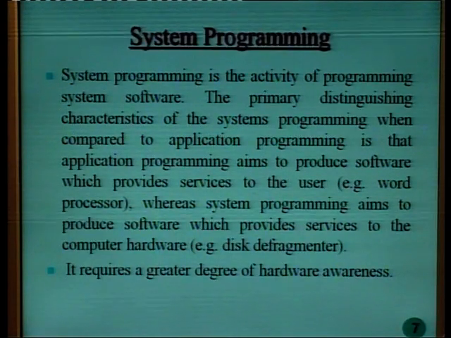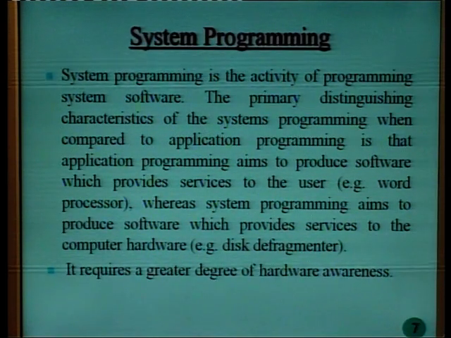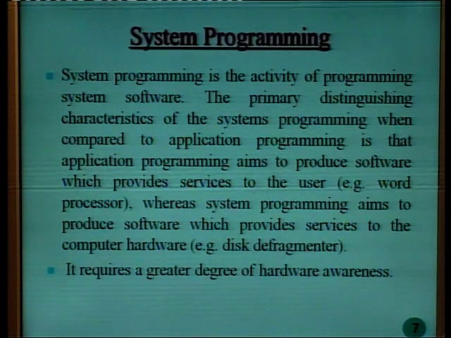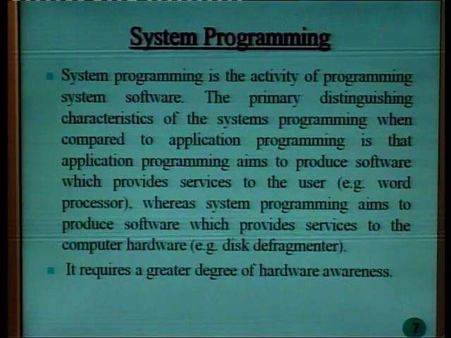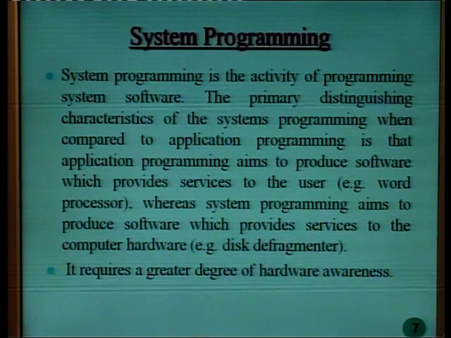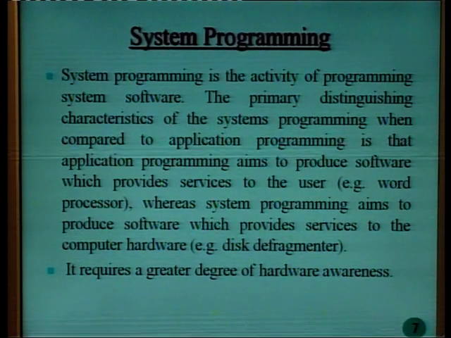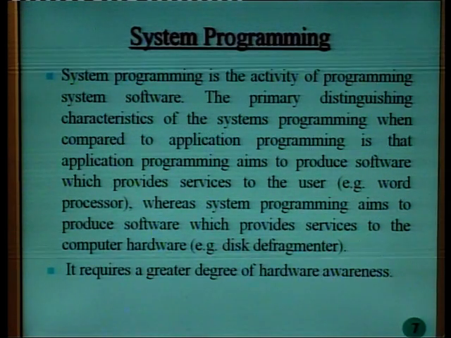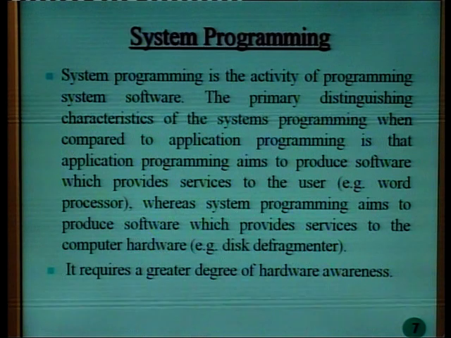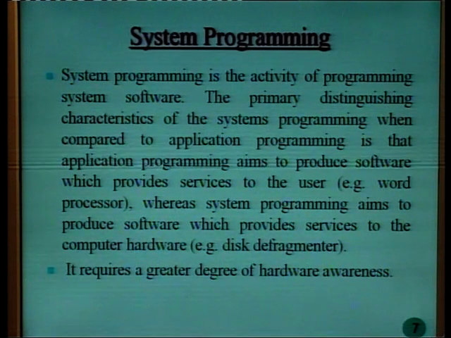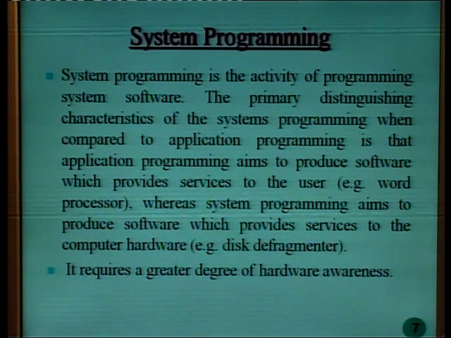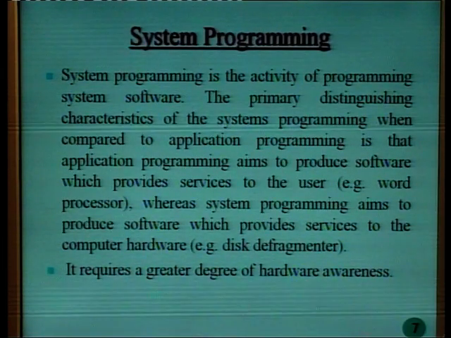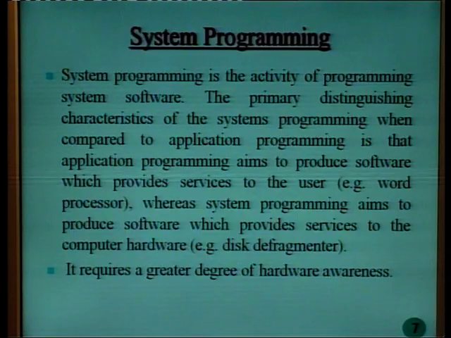So this is our main aim or objective for today's lecture. What is actually system programming? We can say that system programming is the activity of programming system software. This means the system software that assists the system, or helps the hardware of the system, to operate or makes it convenient for the user. For that we have designed programming for the system software.